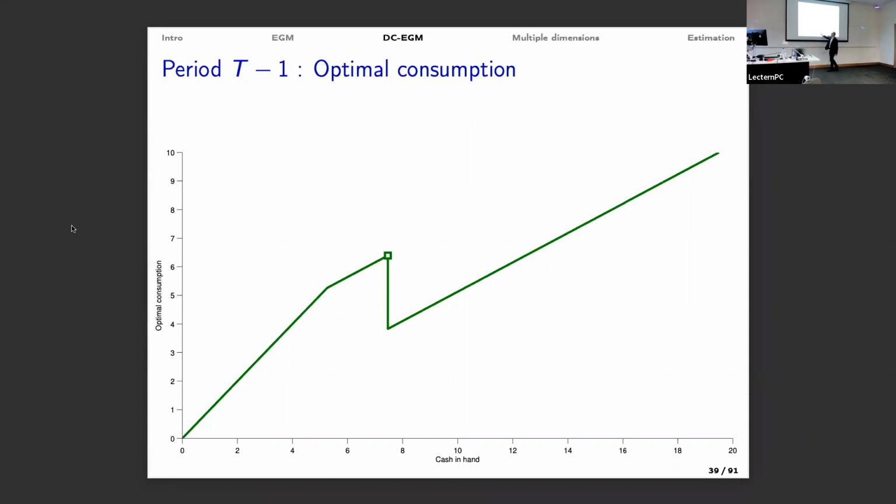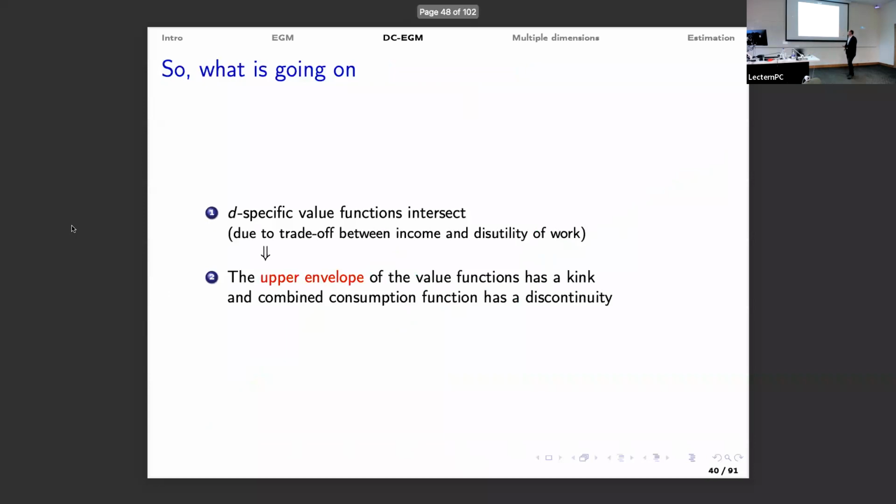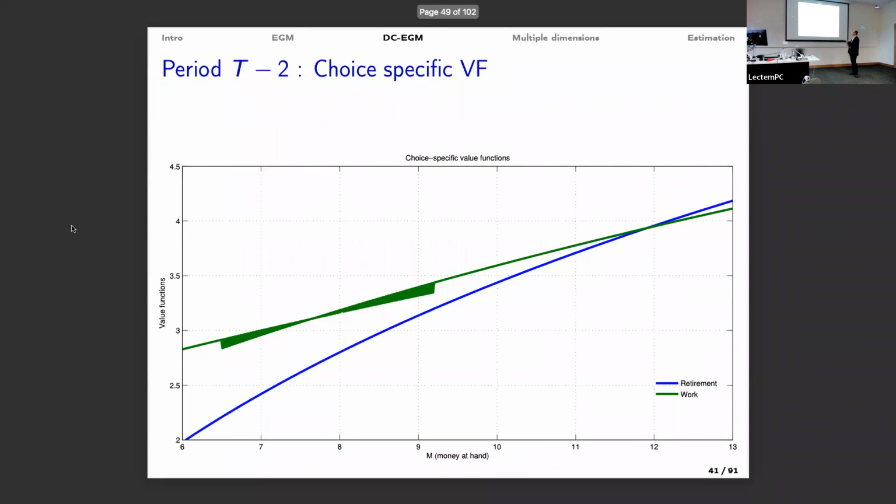So you're retired here and consuming a little bit less, because you don't have to compensate for disutility of work in order to keep that value up. A little bit on the right, you're consuming a little bit more, to make up for the disutility of work. So that's what's happening, okay? That's the nature of the kinks in the value function and the discontinuities in the consumption function. We are comparing different discrete alternatives.